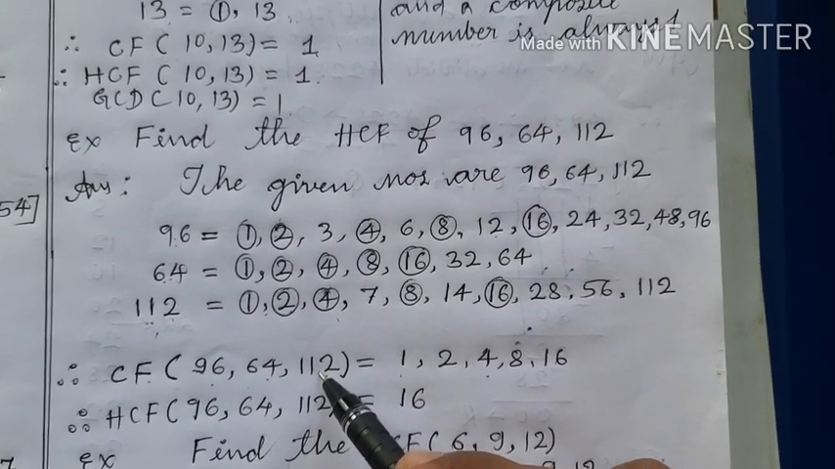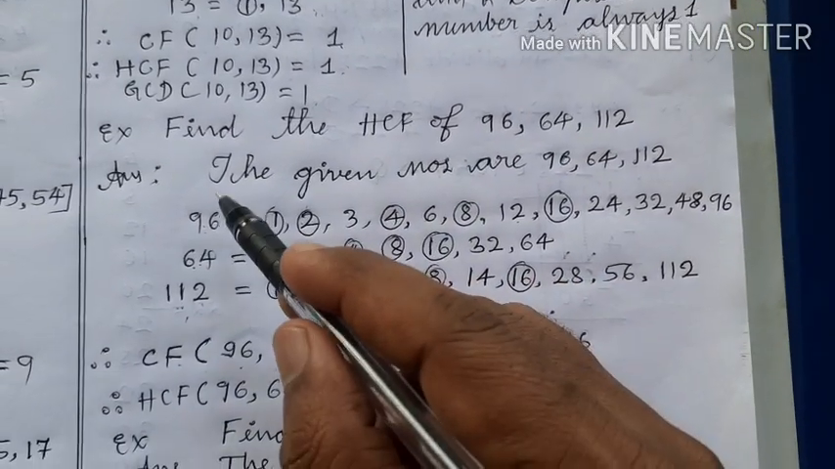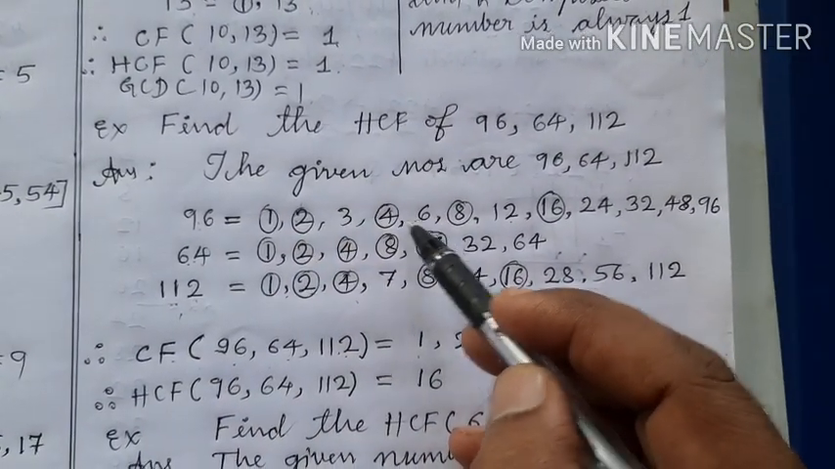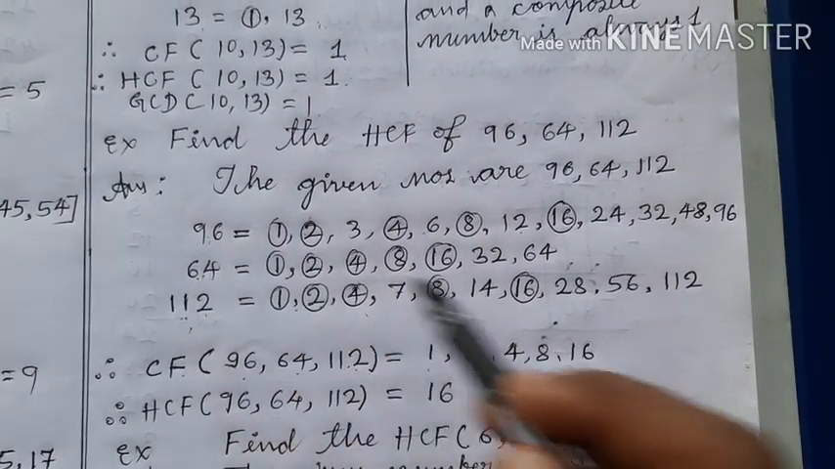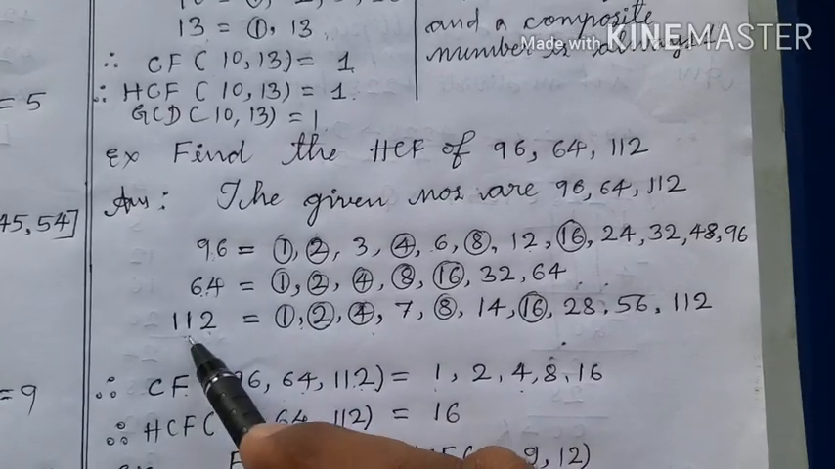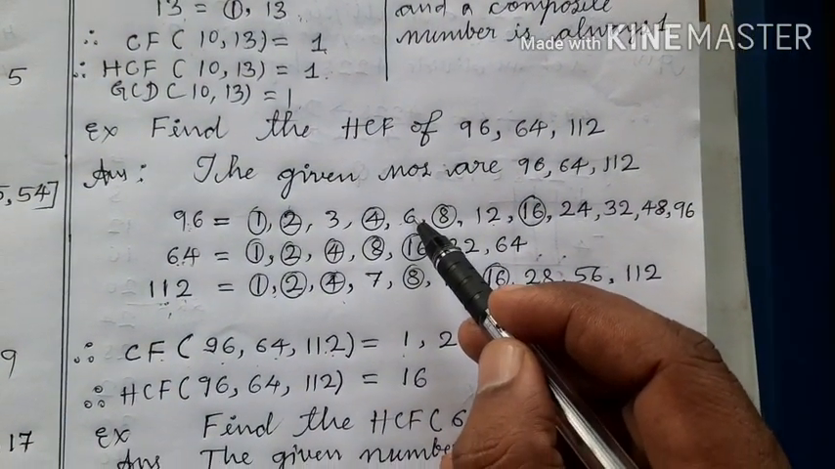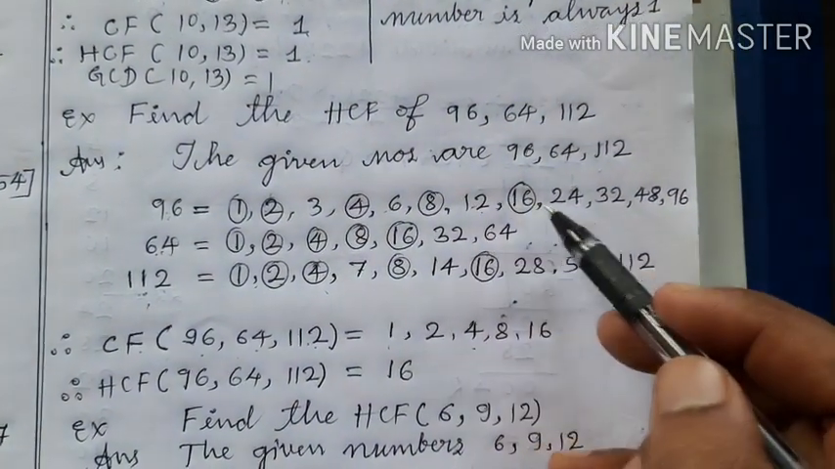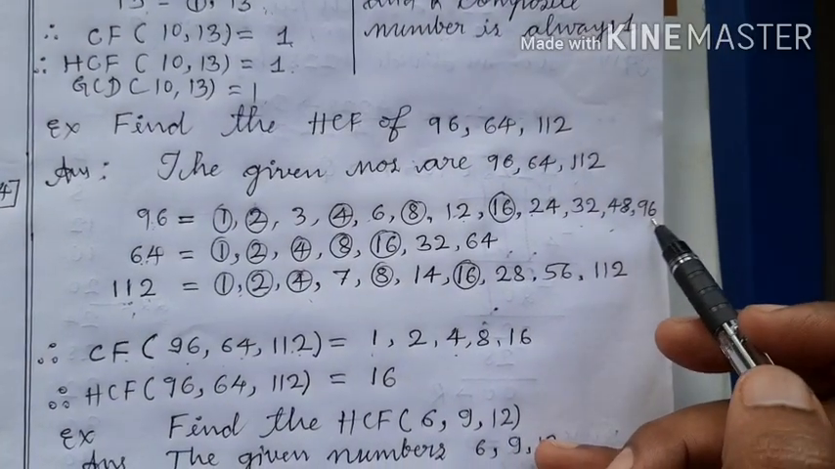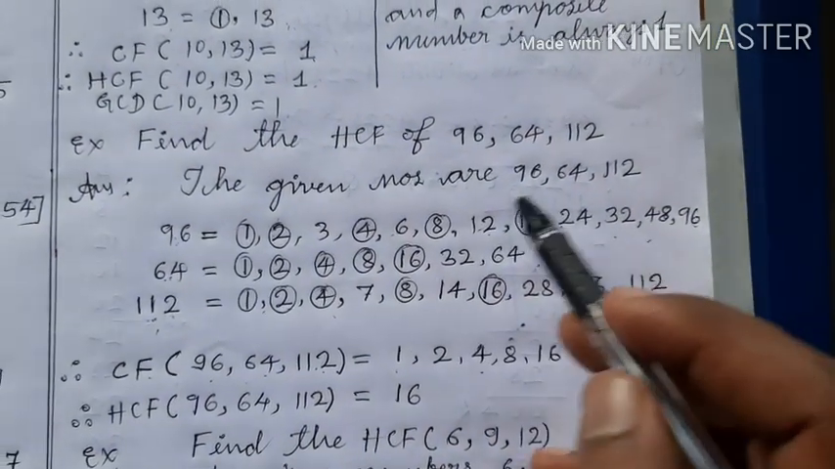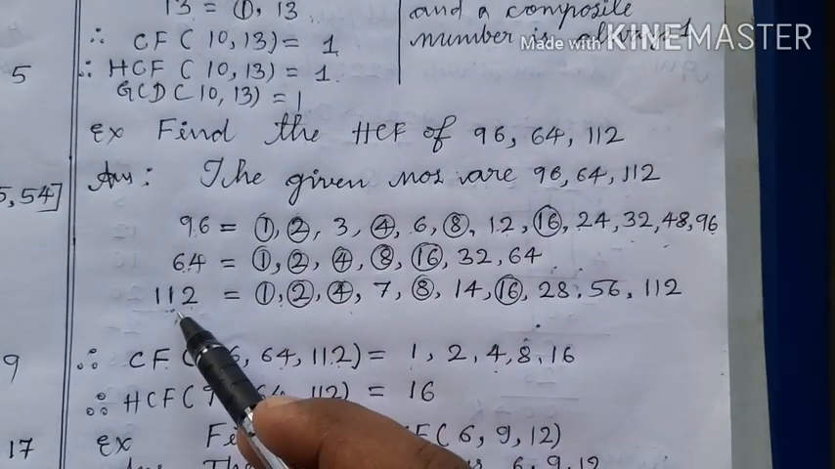Why did I not select the number 6 as the common factor of all the three? 6 is the factor of 96, but this 6 is not the factor of 64. This 6 is not the factor of 112. That is why children, 6 is uncommon factor. 12 is uncommon factor. 24 is uncommon factor. 32, 48, 96. These are all the uncommon factors of 96 and 64, 112.